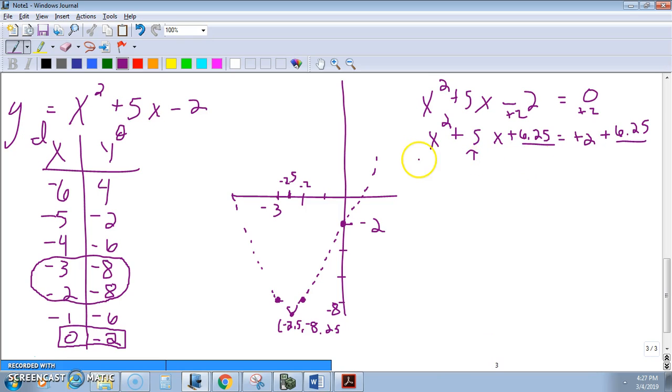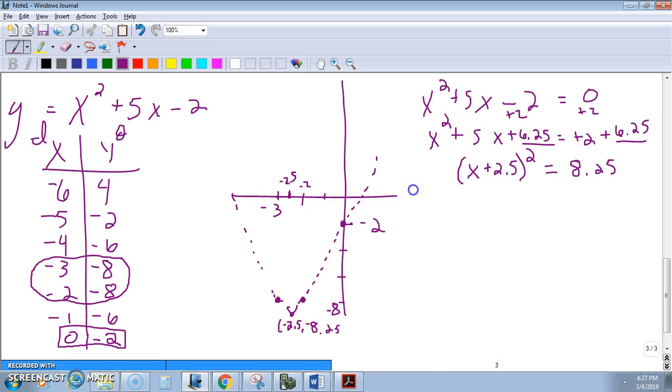Now we are going to factor the left-hand side into a perfect square. If I have done everything correctly, half of b should always be the number in this perfect square, because 2.5 plus 2.5 is 5, and 2.5 times 2.5 is 6.25. So we factored it into a perfect square. That's the entire reason that we did this. Then simplify the other side, and positive 2 plus 6.25 is positive 8.25.